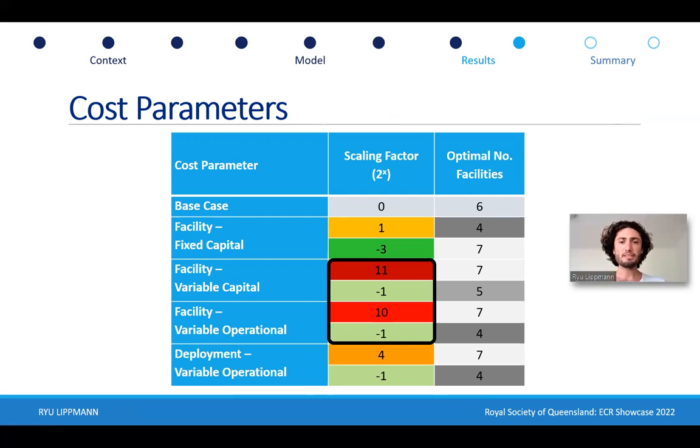And we can also see an insensitivity of the optimal facility number and location to changes in variable capital and variable operational costs. This insensitivity is shown here by a huge range between, this is 2 to the 11 and 2 to the -1. And for here, it's 2 to the 10 and 2 to the -1. So that's a huge range of numbers where within that range, the optimal number of facilities stays at 6, it doesn't change. And that highlights the unimportance of obtaining certainty of these parameters for decision makers.